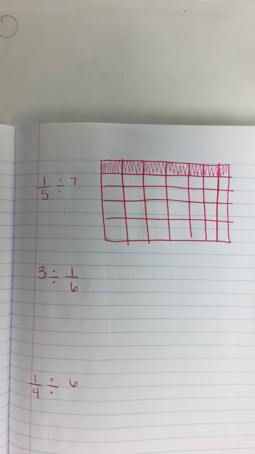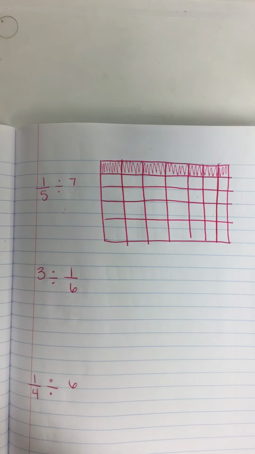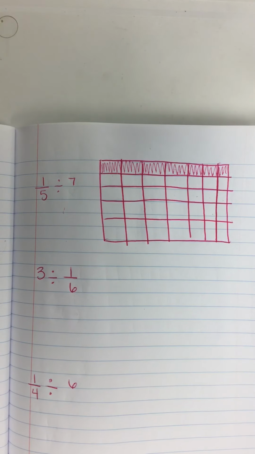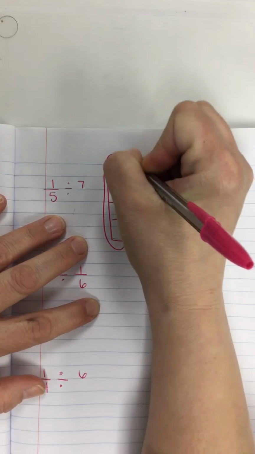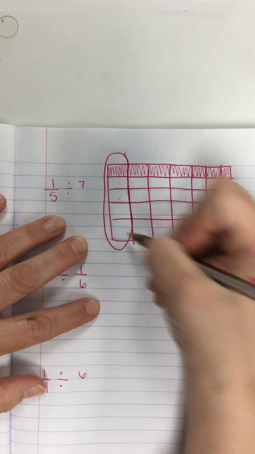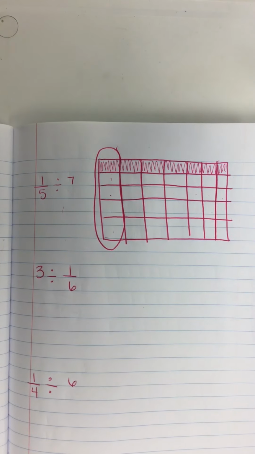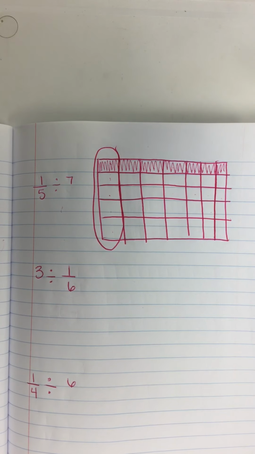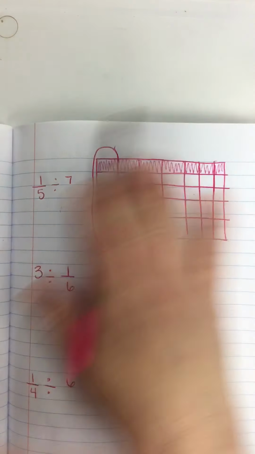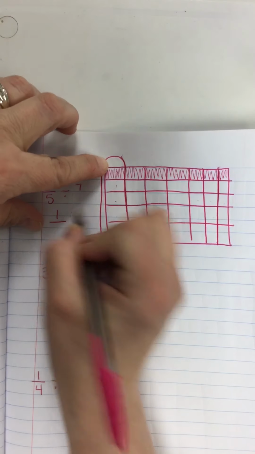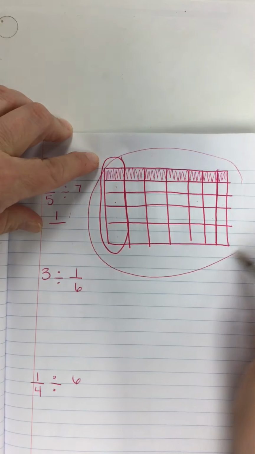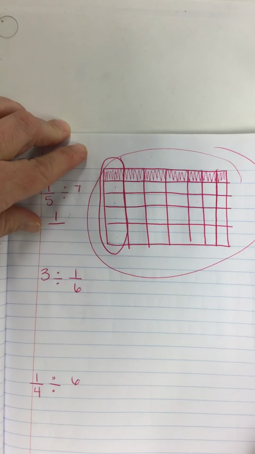Okay, so now 1/5, and then I broke it into 7 more pieces. So if you look, this right here is 1/5. 1, 2, 3, 4, 5. That's 1 out of 5 shaded. Okay, so in the big picture of my whole thing, I have 1 shaded out of what I circled. But then you have to look at the whole picture for your new denominator.